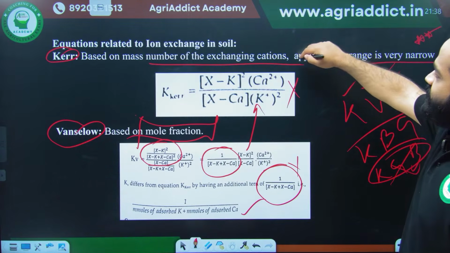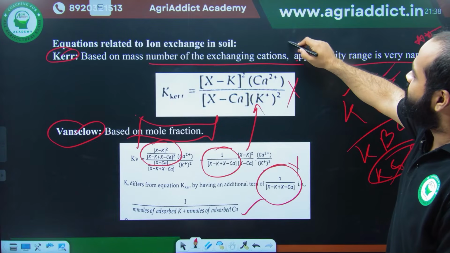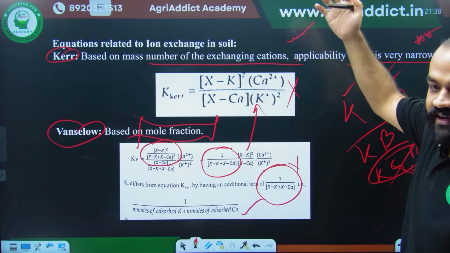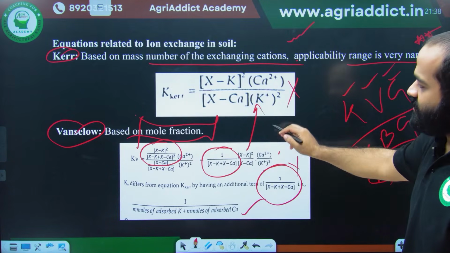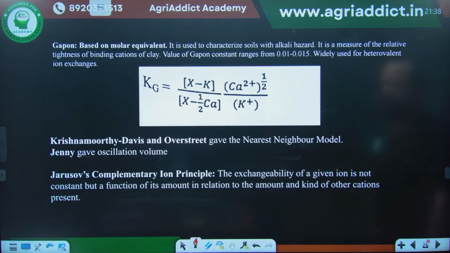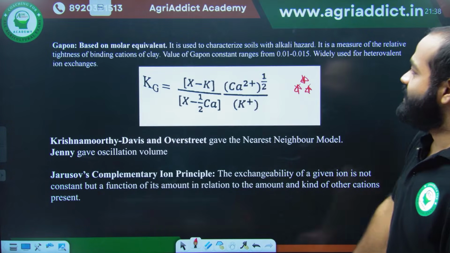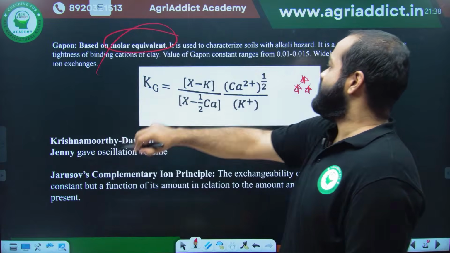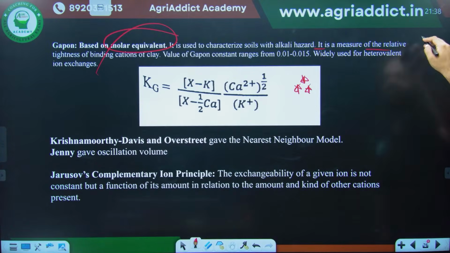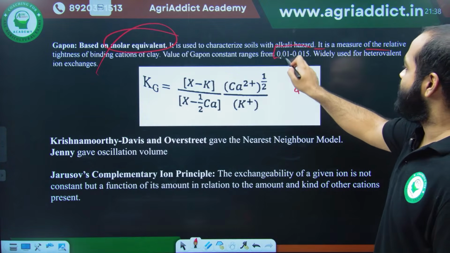Here in the Kerr equation, only the effective concentration is taken into account. In the case of Vanselow's law, mole fraction is taken into account, and the final one is Gapon, which is the most widely used nowadays. It is based on molar equivalent. It is used to characterize soils with alkali hazard. We all know this value is very important.